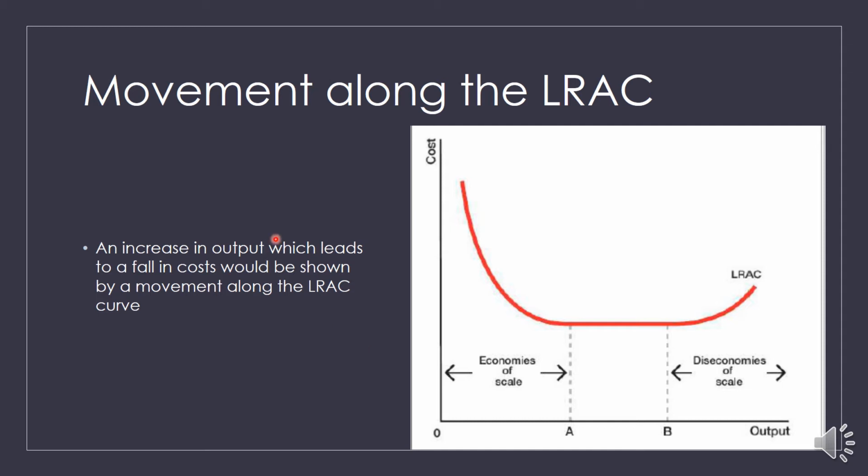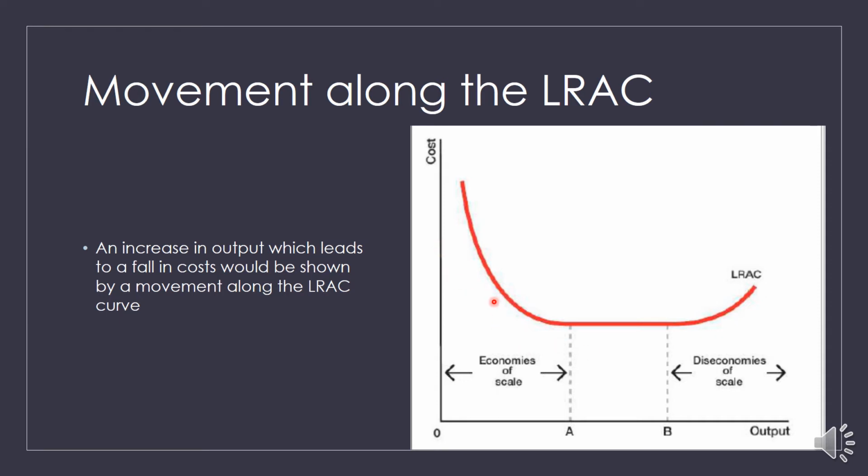An increase in the output which leads to a fall in the cost shows the movement along the curve. For example, output increases, cost falling, that is a movement along the curve. Or output increases, cost increasing, that is also a movement along the curve. Understood? So movement along the curve means because of changes in the cost.